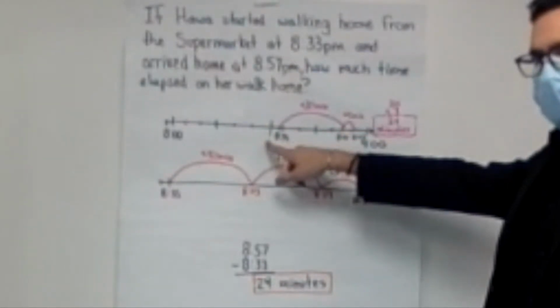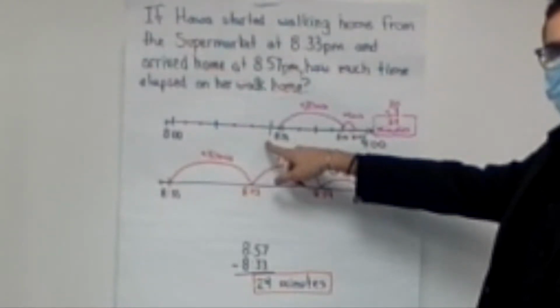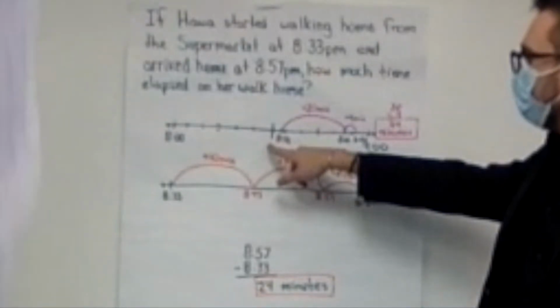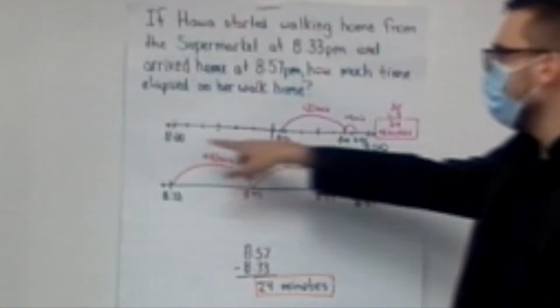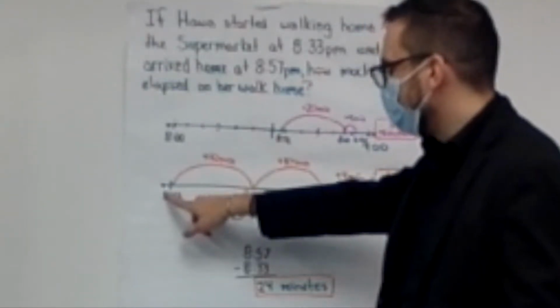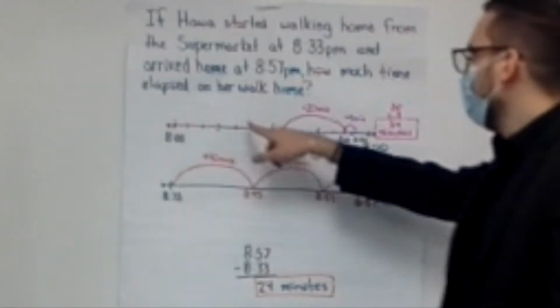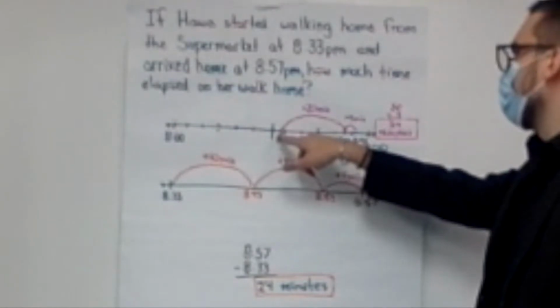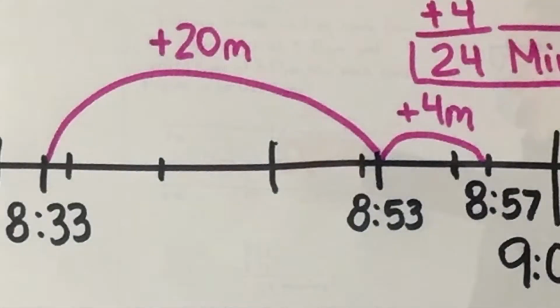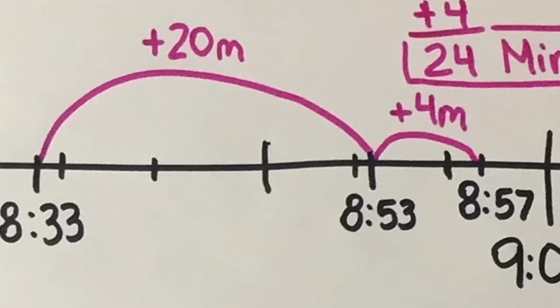Does anyone know why we didn't start on this line right here? Leomar. Because that's the halfway mark and that's 8:30. So we didn't start at the beginning like we would with this strategy. We started a half hour in plus 3 minutes. So we started 33 minutes in to 8:33, which was our start time.